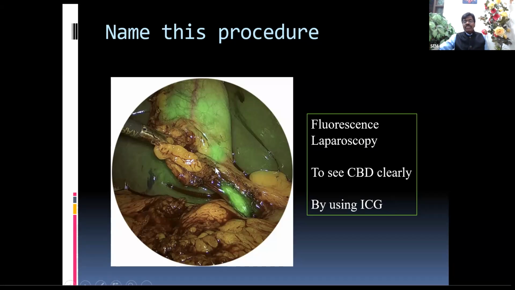So here, in order to visualize the bile duct clearly, during laparoscopic cholecystectomy we inject a contrast called ICG, indocyanine green, nowadays. If you give this, it colors the bile duct so that I know exactly where the bile duct is. So I will not damage the bile duct. See, that is one way of safeguarding the bile duct. So this is the more recent advance. Indocyanine green injection gives a fluorescence laparoscopy or color-coded laparoscopic surgery.